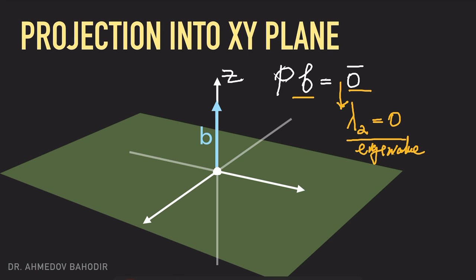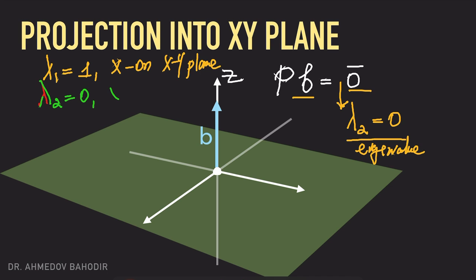So you see, for this matrix, which projects any vector onto the xy plane, we've got two eigenvalues. The first eigenvalue is equal to 1, and the eigenvector is going to be any vector on this xy plane. And we found the second eigenvalue. The second eigenvalue is equal to 0, and this eigenvector is going to be on the z-axis.